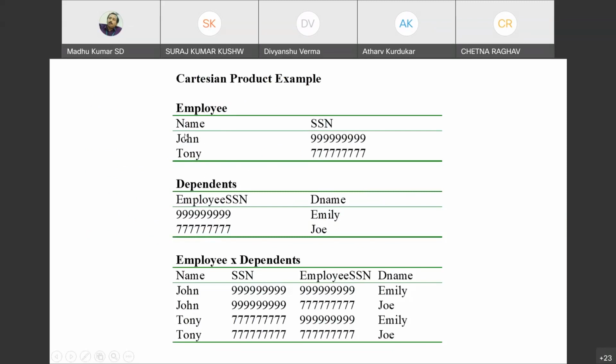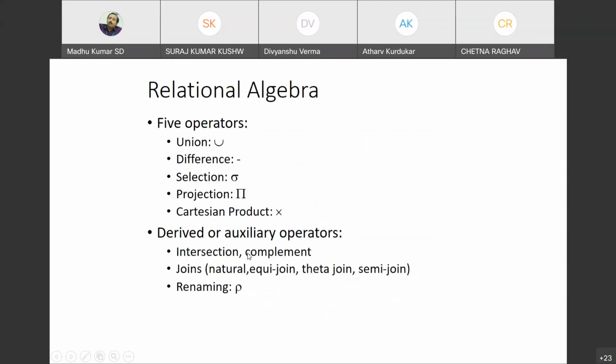No, 4 tuples here: John, Tony, and their employee number and B name. So here comes the Cartesian product where you have name, SSN, employee SSN, and B name, 4 columns, and you get 2 into 2, 4 different tuples in the result. All right.